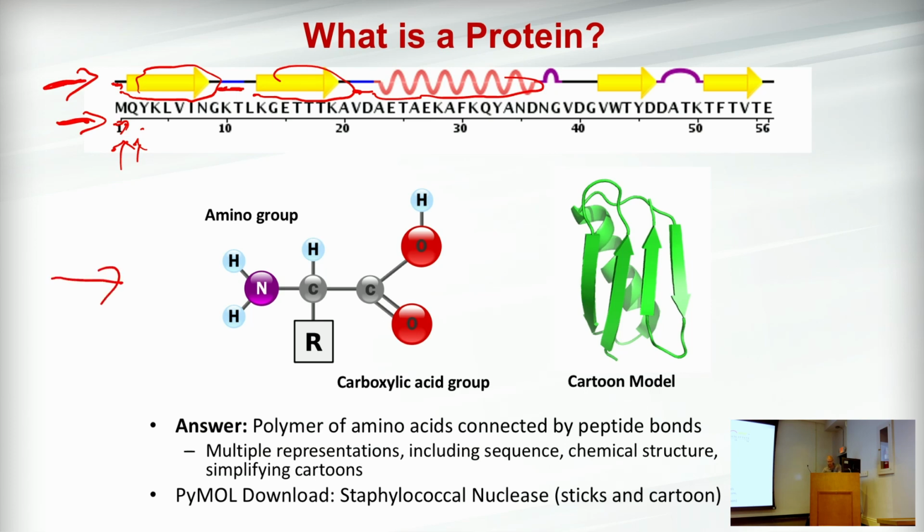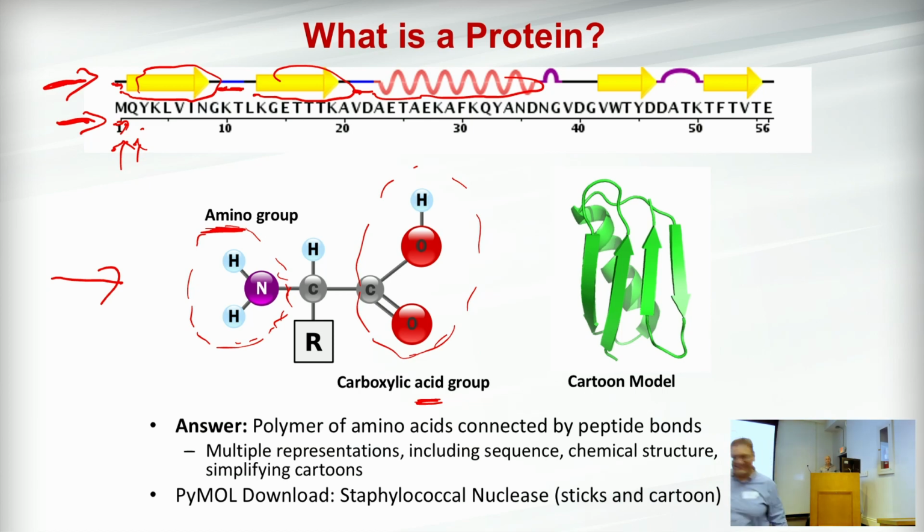You can see on one side you have an amino group. Here's an amino group, so amino. On the other side, you have a carboxylic acid group. Huh? That means it cut out the first part. Roll Tide. He did that on purpose. Or I did that on purpose.